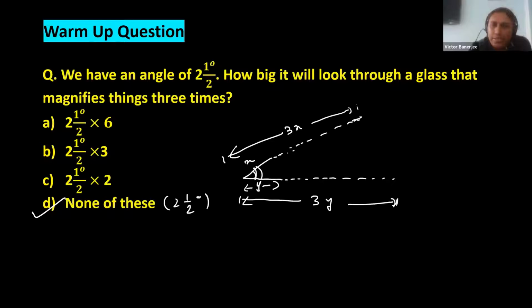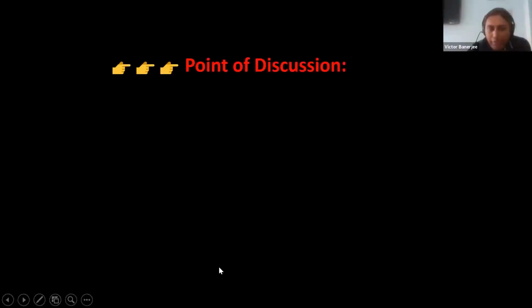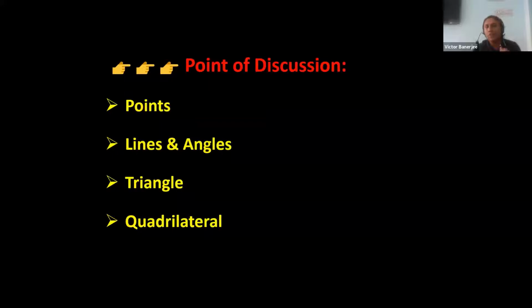Does anyone have any doubt on this? No, sir. Okay, fine. Great. So today our discussion will revolve around these topics: points first of all, then lines and angles, triangle. We'll complete till triangle, and if we get time we'll complete quadrilateral too. Tomorrow we'll be covering polygon and circle. So these are the topics which you need to cover in plane geometry.